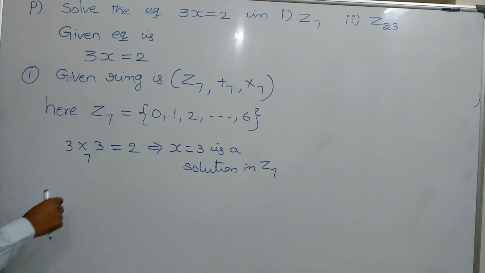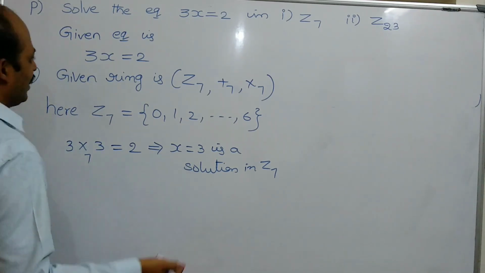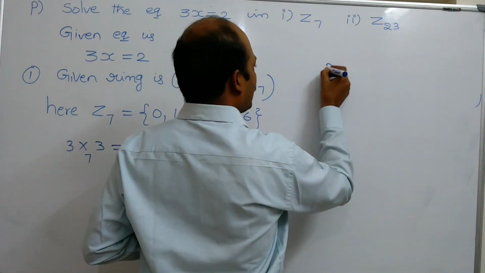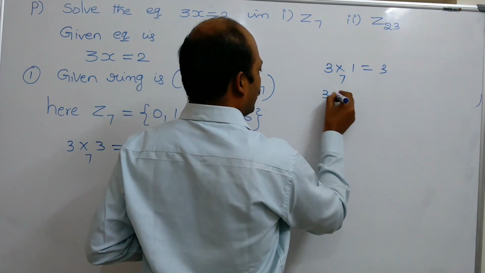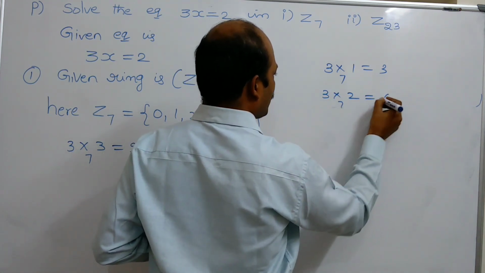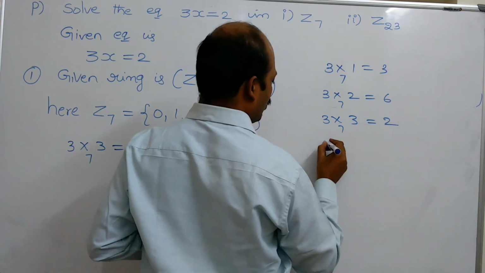6 3s are 18. So there is only one solution. X is equal to 3. You verify like this. 3 into 1, multiplication modulo 7, 3. 3 into 2, multiplication modulo 7, 6. 3 into 3, multiplication modulo 7, 2.